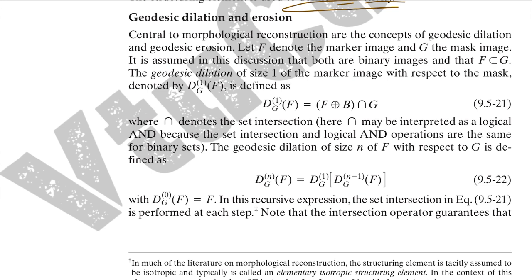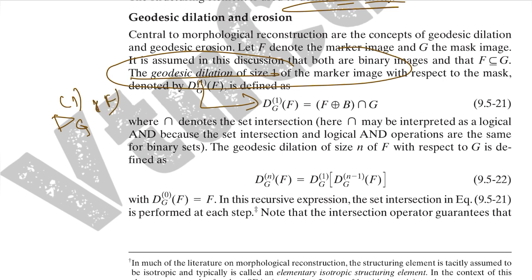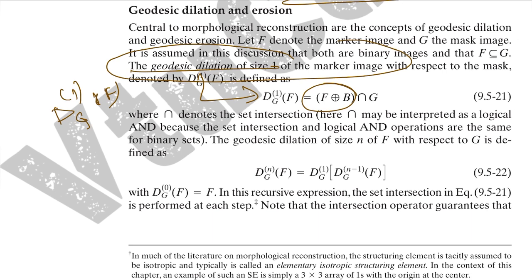Geodesic dilation of size 1 of a marker image is mainly defined by d of g, that is geodesic dilation of one of a particular image F, which is given by F dilation of b intersection of g. Okay, now again if you're trying to implement some and or not operation, it will give like this: dg of n of f is equal to dg of 1 n minus 1 into f.